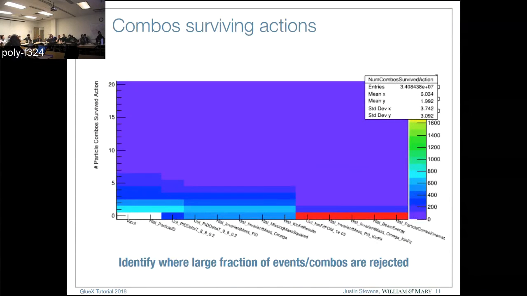You can do the same thing for the number of particle combos. So you can see at the beginning in the input, most of the events have one or two combos, but there are some cases where an event has 20 combos in it. And as you get farther and farther along, you get down to where most of the events have 0 combos, but these are the ones you're interested in with one combination.